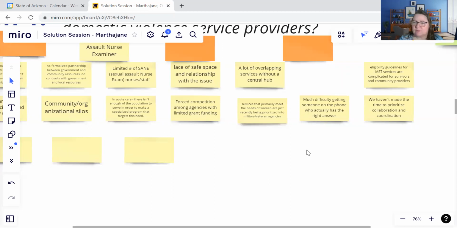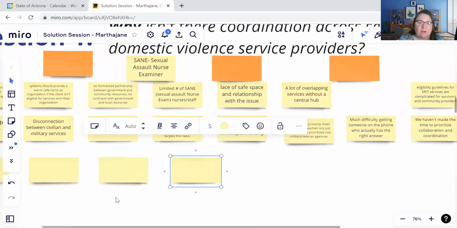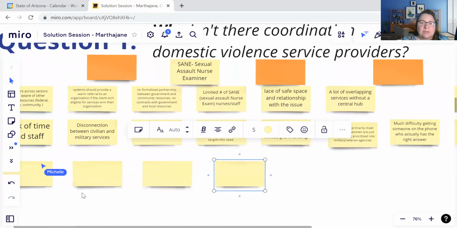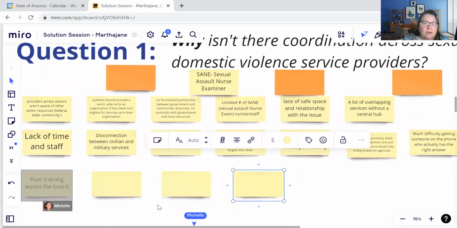Poor training across the board. Stacy, is that the answer to that question? It looks like it is, but could also just be another root cause, right? All right, so I'm going to start taking a look at these and thinking about what our headings are.